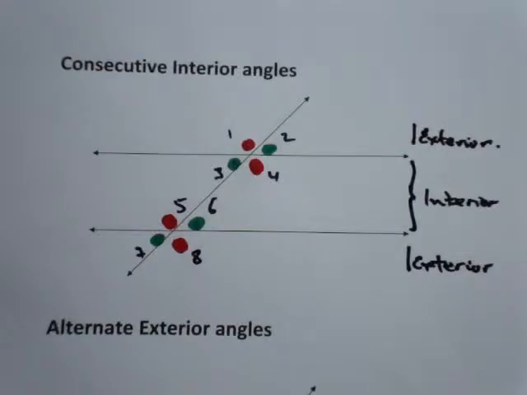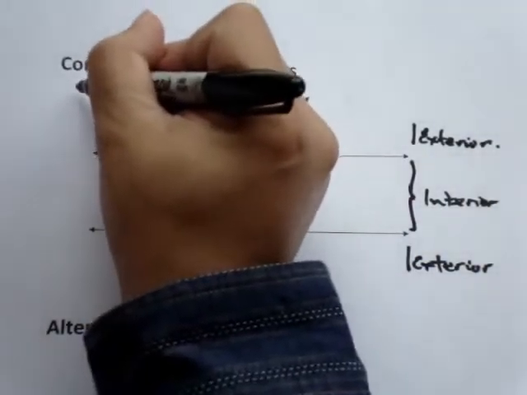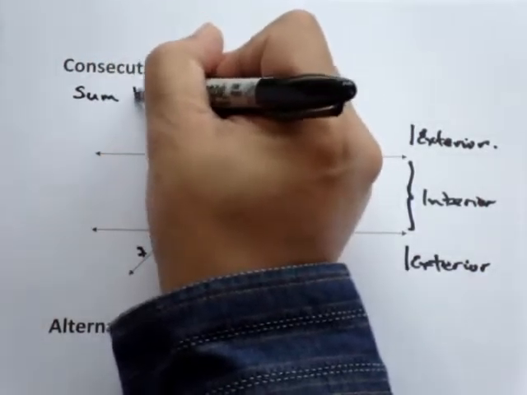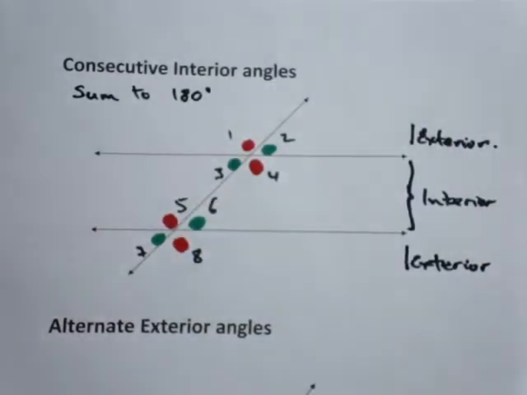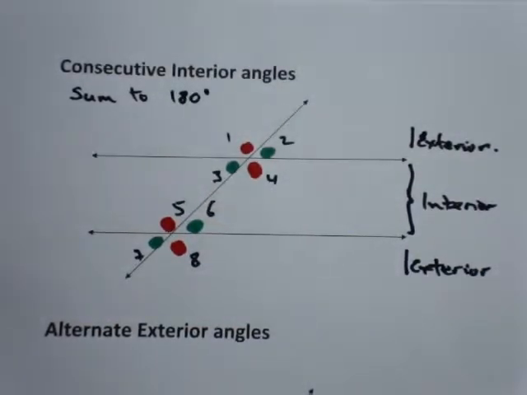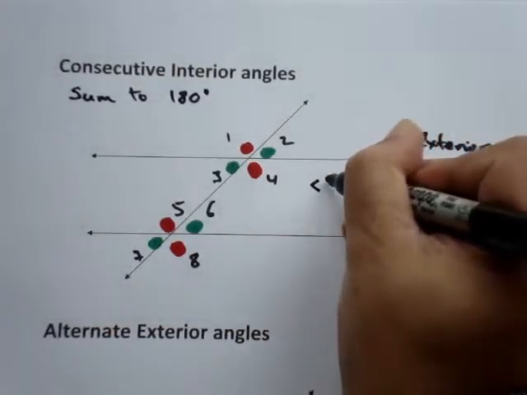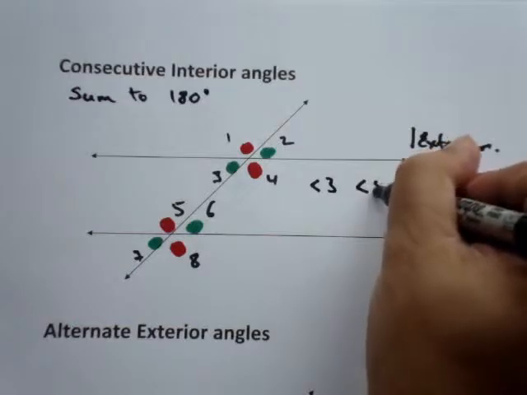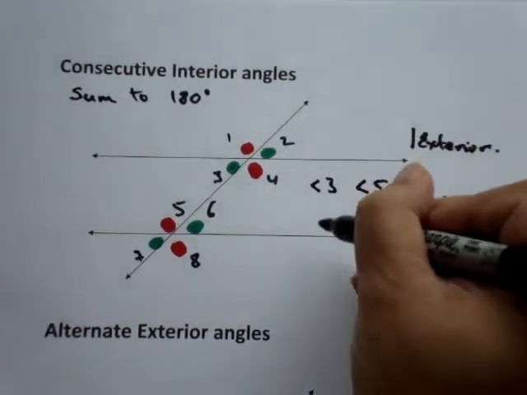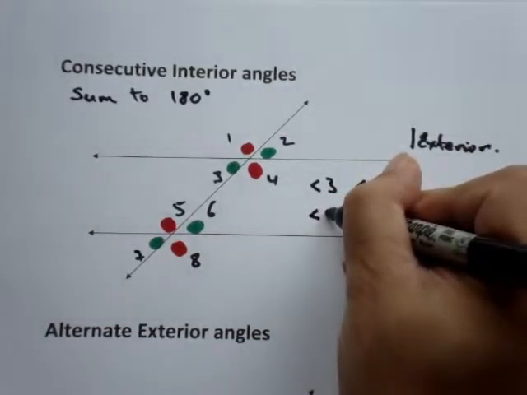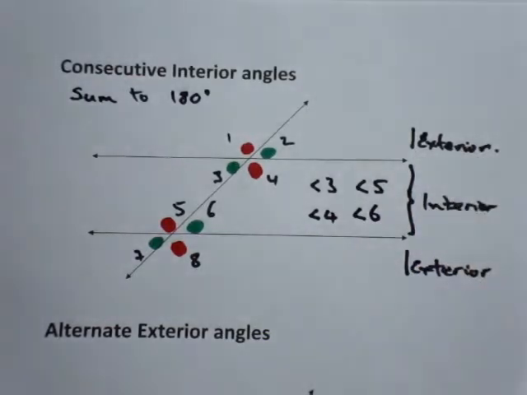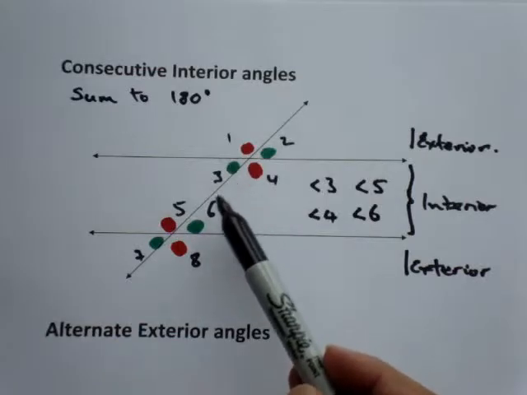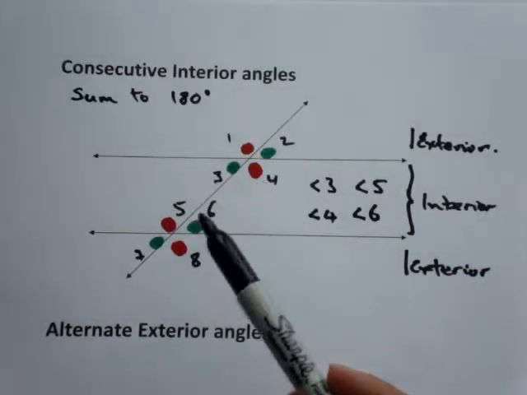When we're talking about consecutive interior angles, consecutive interior angles add up to 180 degrees. So they have a sum of 180 degrees. And what do we mean by consecutive interior angles? So as an example, we have angle 3 and angle 5, and also angle 4 and angle 6. So they're in the interior and they're consecutive, 3 and 5, 4 and 6.